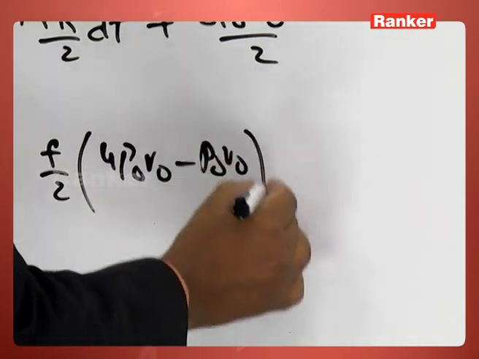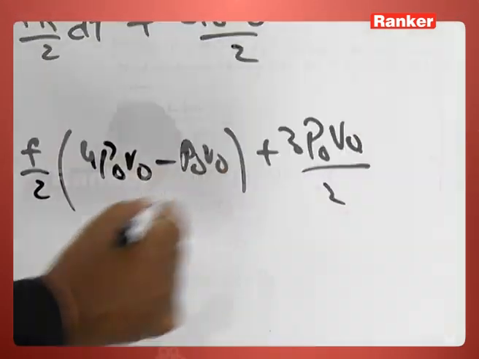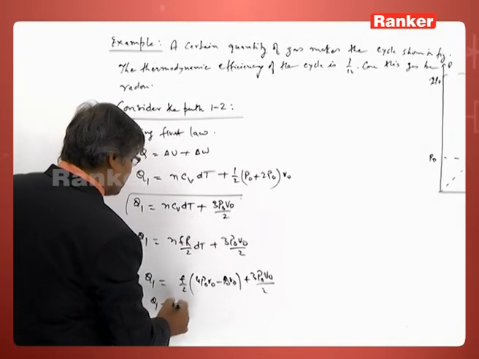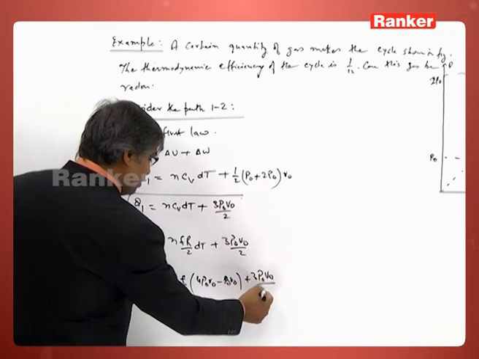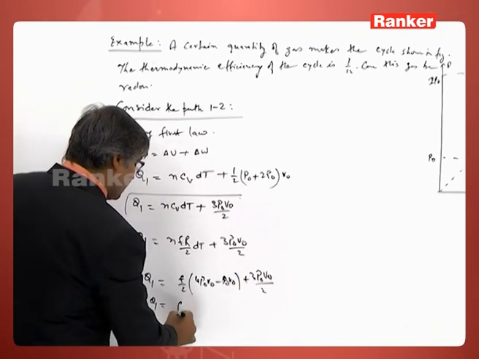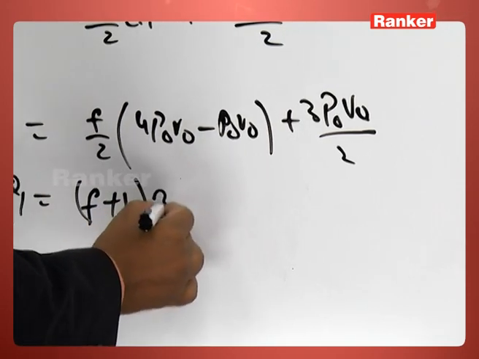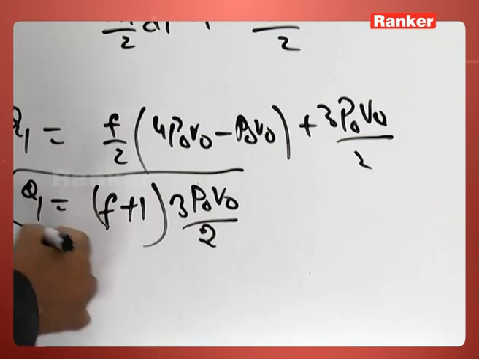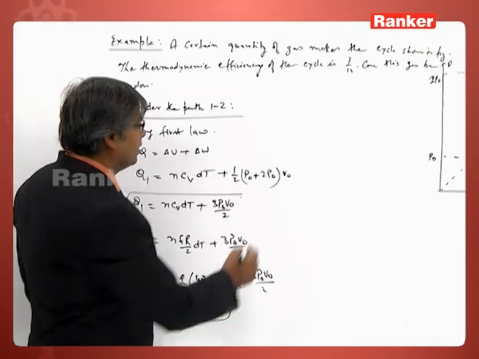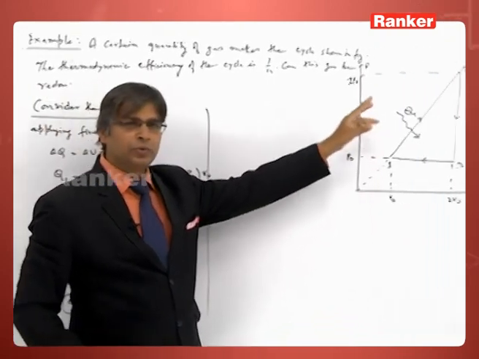P0V0 plus 3P0V0 by 2. So that Q1 becomes, this is 3P0V0 by 2, here 3P0V0 by 2. So we get (f plus 1) into 3P0V0 by 2. This is what Q is. So this is for process 1 to 2.